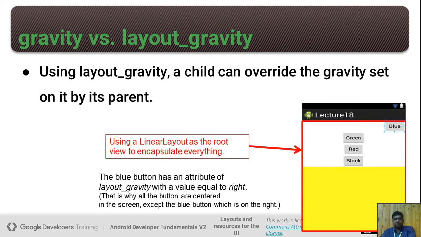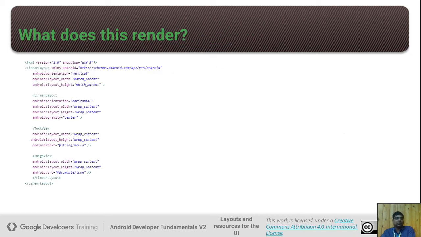Using layout gravity, a child can override the gravity set on its parent. And now we work on the blue button. So that is the code showing how the rendering is performed. There is the XML code, that is the version of XML. Next is the linear layout, and those are the properties and components of the linear layout.